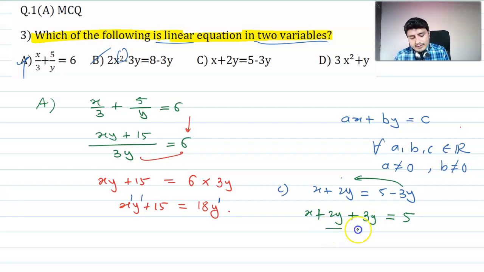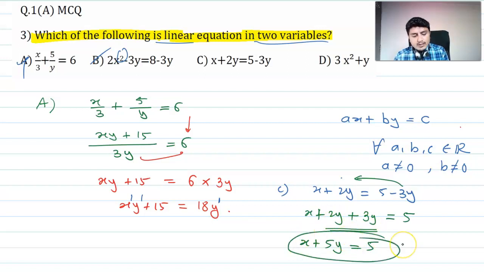Now 2y and 3y are like terms, so they are easily added or subtracted. Here we have the addition. So x plus 2 plus 3 becomes 5, y as it is, is equal to 5. Now it is a linear equation in 2 variables. Why? Because there are 2 variables, x and y, and their highest degrees are 1 and 1. So it is a linear equation in 2 variables. Now our correct choice is C.